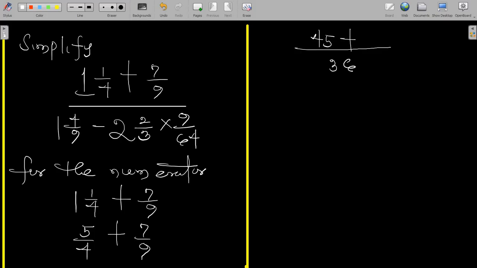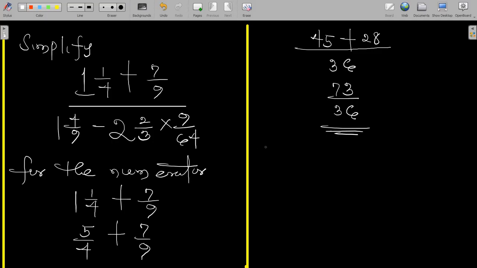Then this is plus. Now 36 goes in 9, we have 4. 4 times 7, we have 28. So we are going to add them together. 45 plus 28, we have 73, then divided by 36. Okay, so that is the answer to the numerator.